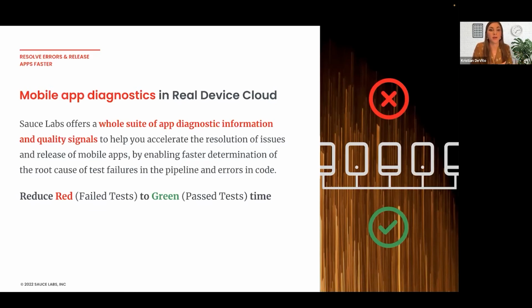And the ultimate goal of all of this is that we want to help reduce the time from going from your red failed test to green pass tests. And whether these are automated tests or live tests, we want to help you get to the best experience possible for your end user and also help your development and QA teams have a better experience by getting faster tests to pass.